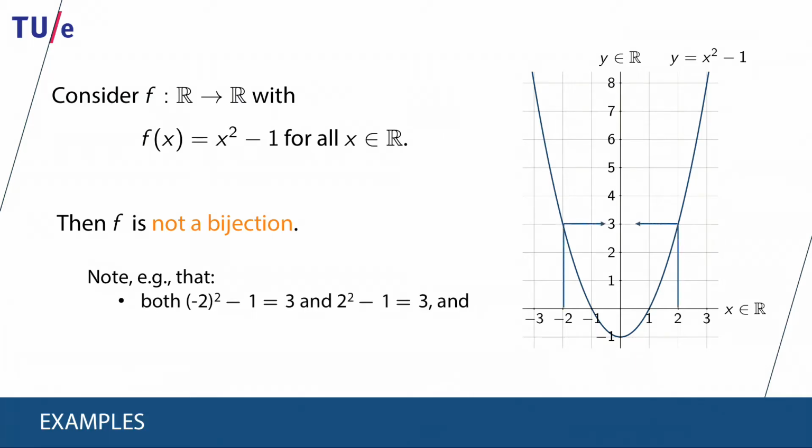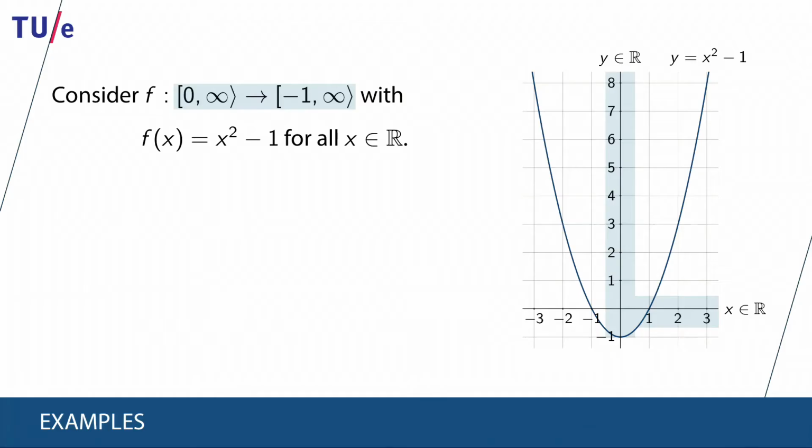For instance, both minus 2 squared minus 1 and 2 squared minus 1 equal 3. So 3 is an element in the codomain of this mapping with two incoming arrows. And also, since there do not exist real numbers x such that x squared minus 1 is less than minus 1, real numbers less than minus 1 do not have any incoming arrows. Let us stress here that to refute that f is bijective, it suffices to produce just one example of an element of the codomain to which f either maps two or more, or no elements of its domain. That we have mentioned here two reasons is just for illustration purposes.